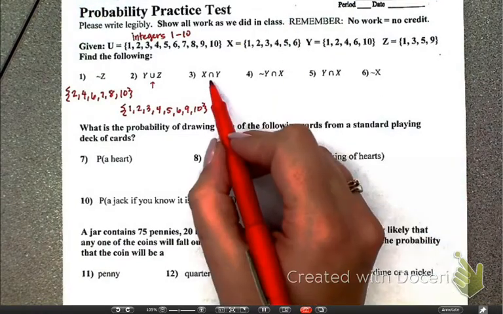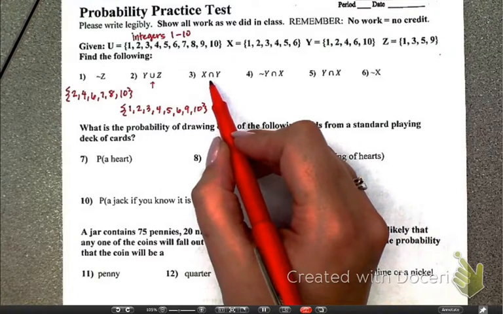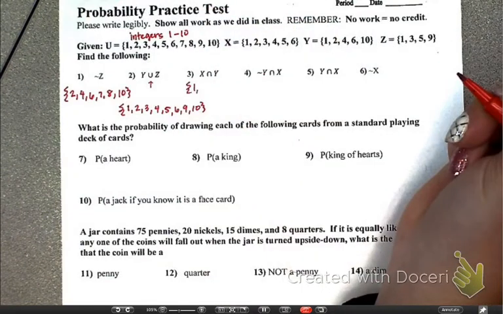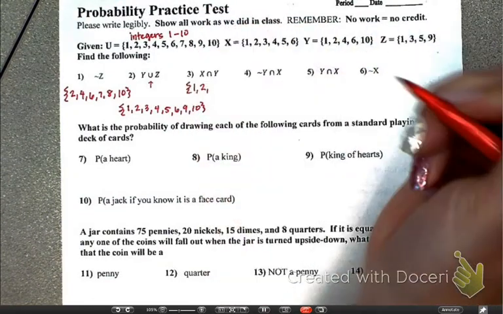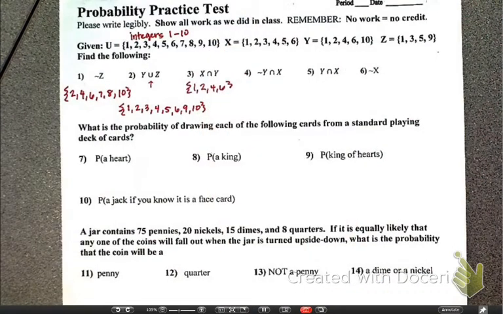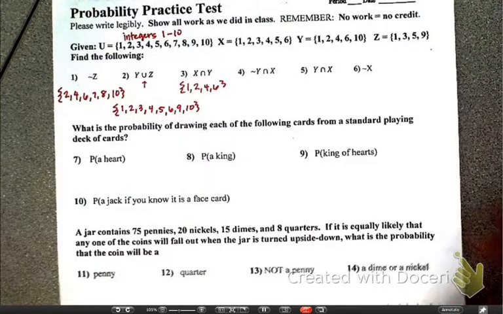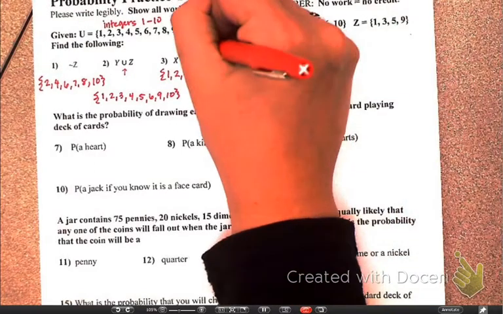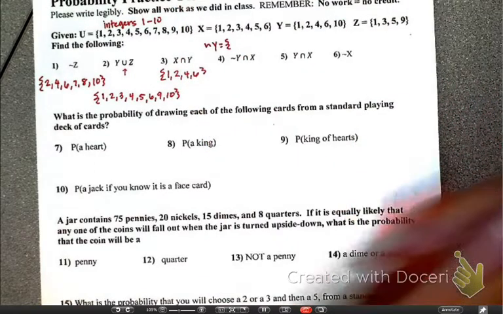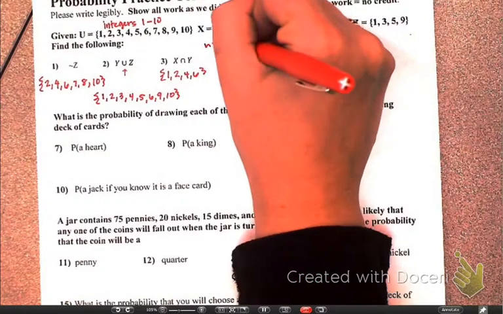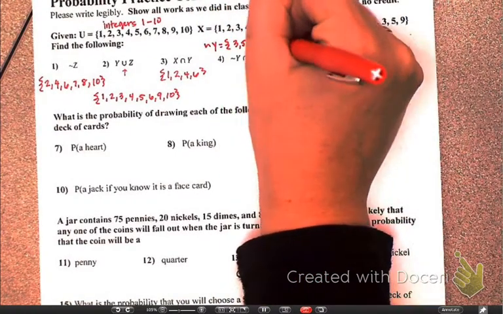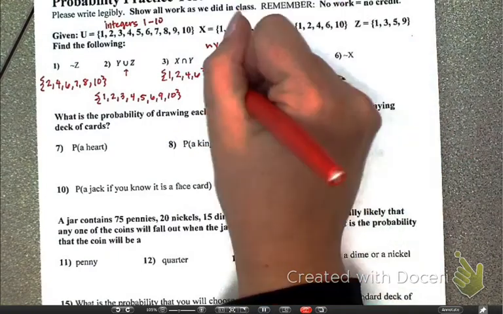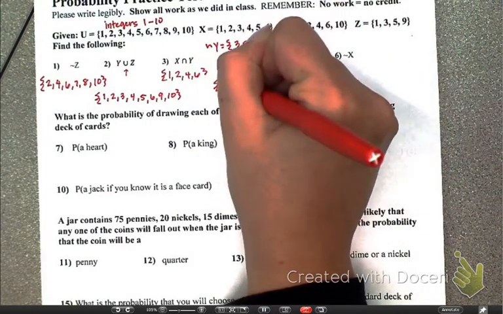What is this symbol? Intersection. It is what they have in common. So looking at X and Y, what they have in common is 1, 2, 4, and 6. Okay. First thing you need to figure out before you do the intersection is what is not in Y. That's your first step. So what's not in Y? 3, 5, 7, 8, and 9. Now you can do the intersection with X. So what they have in common is 3 and 5.